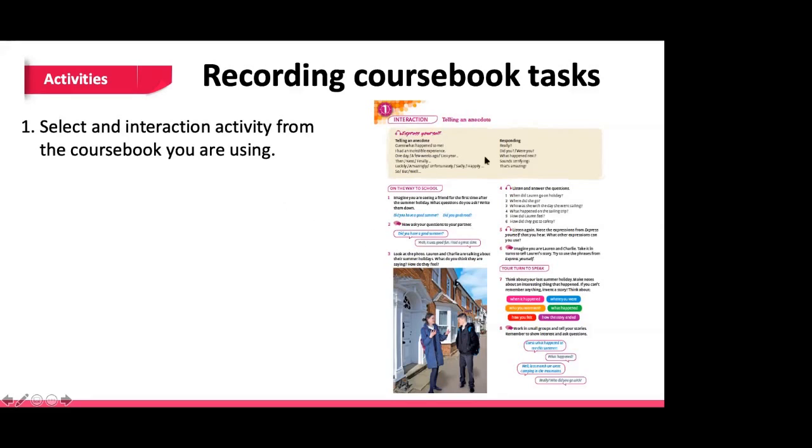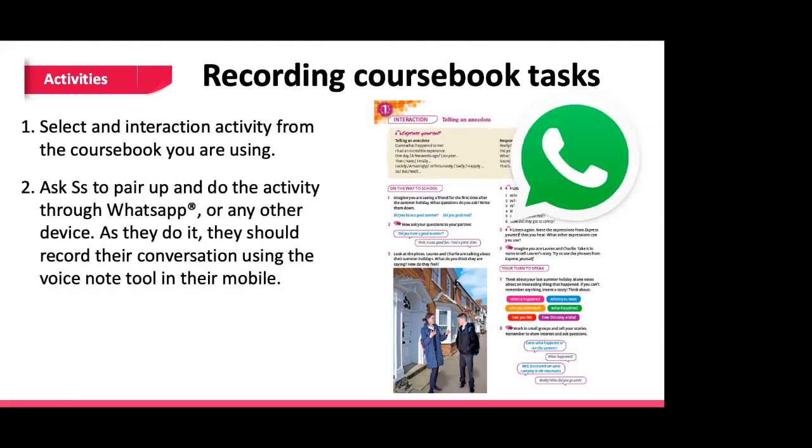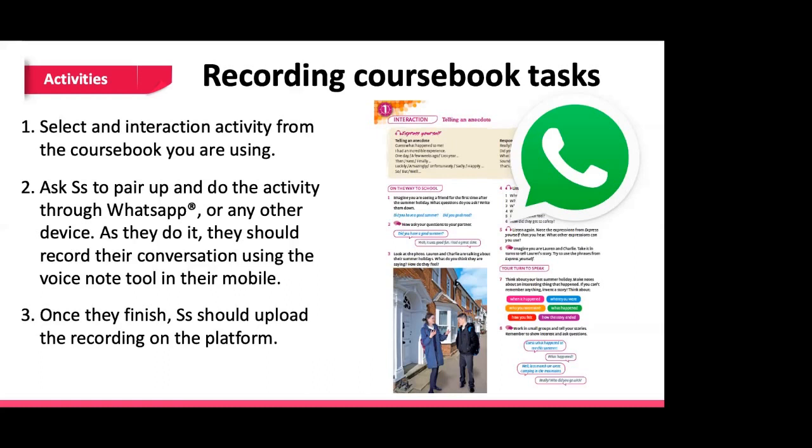So you're going to work with all the functional language and everything, all the vocabulary, and students are going to use WhatsApp and their voice notes from WhatsApp. So they're going to call themselves and they're going to activate the voice recording from their cell phones, and they're going to interact through WhatsApp, and they're going to act out the dialogue or whatever, and then they will send you that recording. And this is an opportunity for us to see how their speaking is at the level of interaction, okay? Once they finish, they should upload that recording on the platform simply. And now you can assess their speaking at the level of interaction.